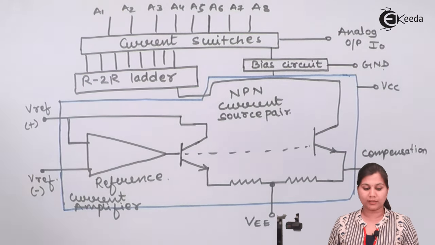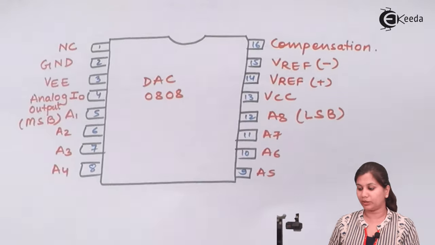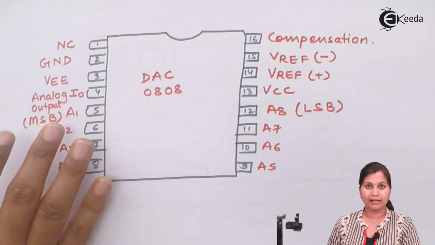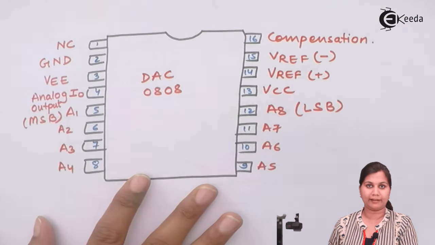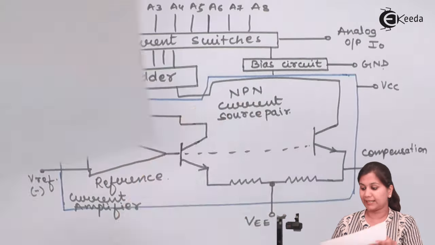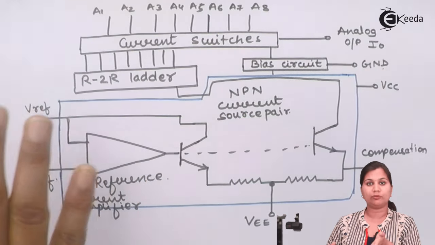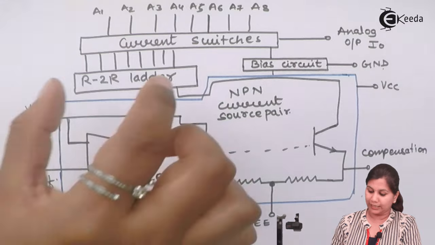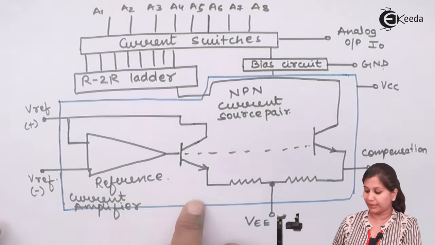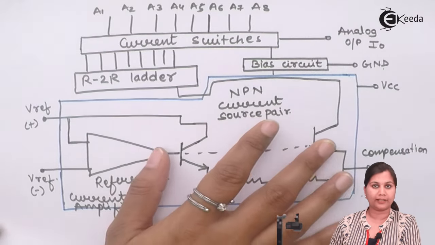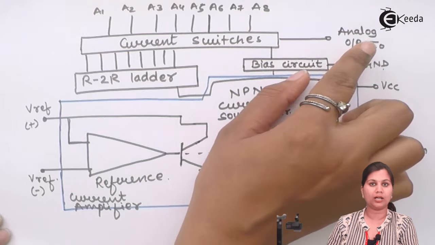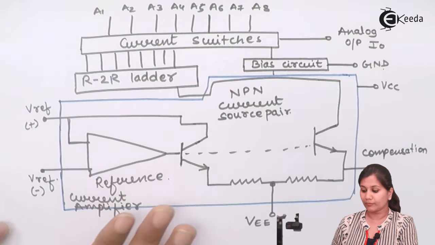So this was the digital to analog converter IC 0808. We have seen its pin diagram and its functional block diagram. We have seen the various components present in this IC and how the digital signal is converted into the analog signal. That is performed with the help of this R2R ladder, the reference current amplifier and this circuit. That is how this digital input is converted into the analog output.